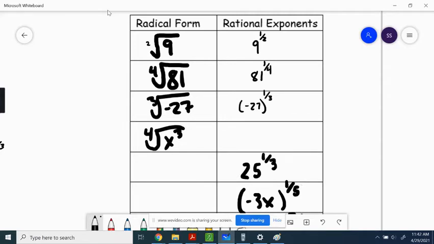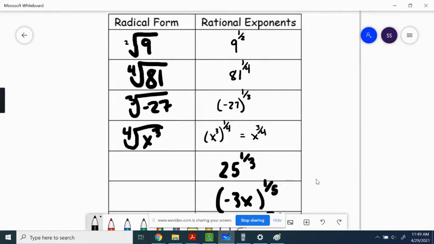And this one's a little bit interesting. So let's kind of break this down a little bit. We know that this is really saying x to the third power, and we want to take the fourth root. So that would be the same as raising it to the rational exponent of 1/4. And we know from our power rules that if we are raising a power to a power, we just multiply our exponents. So if we do 3 times 1/4, we get x to the 3/4 power.